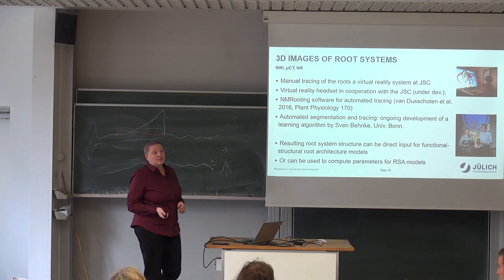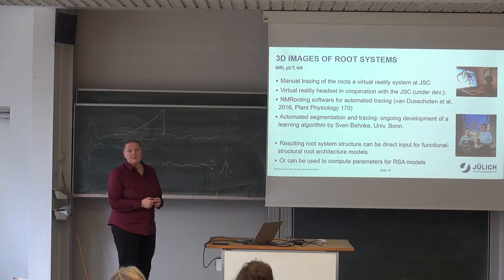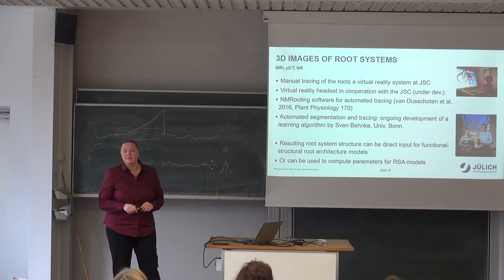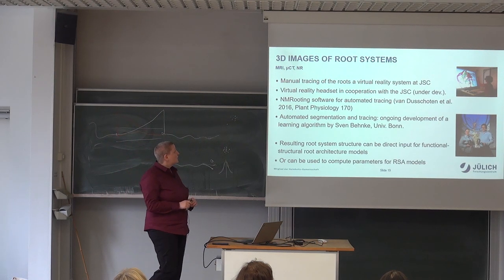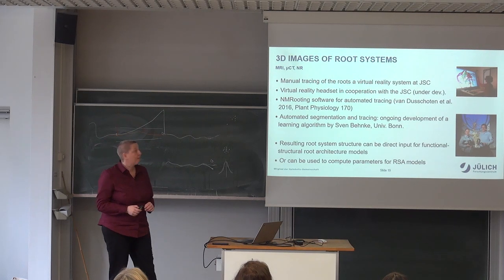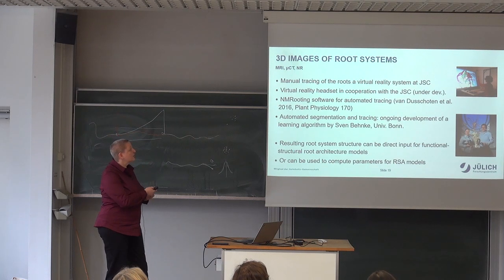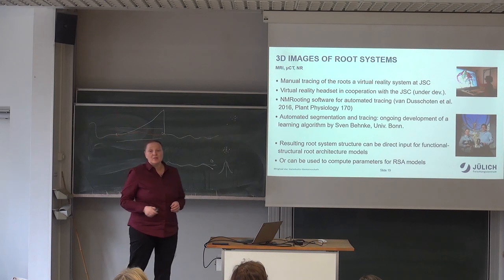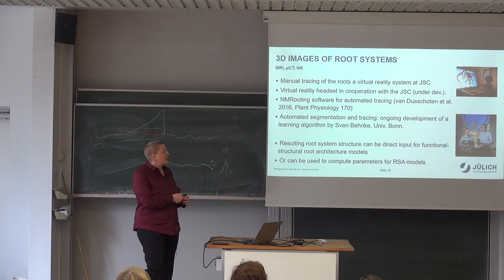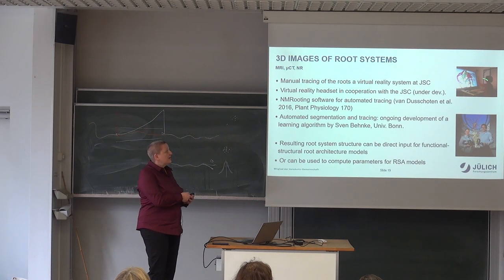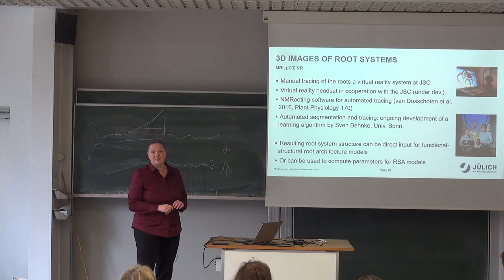We can also use 3-dimensional images of root systems. There are several methods used, like magnetic resonance imaging, microcomputed tomography, or neutron radiography. And we have a possibility to manually trace the roots from these images in a virtual reality system at the Jülich Supercomputing Center. That means you sit here and you basically draw the roots that you see manually from the image.